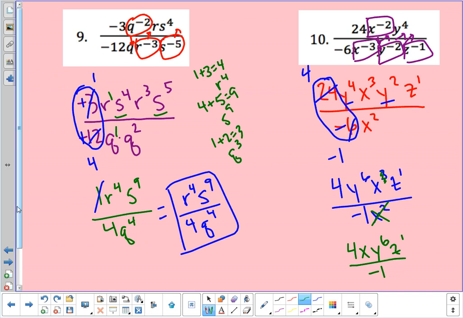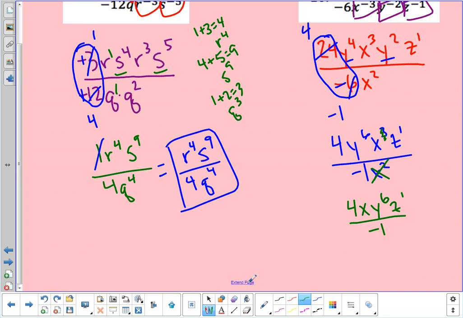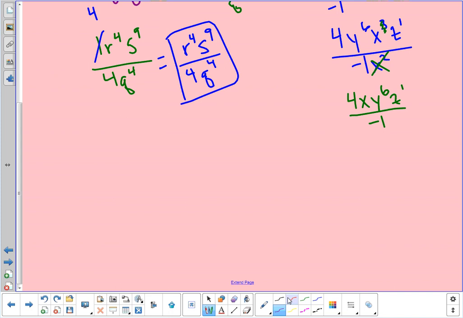Now, this is a perfectly fine answer, but if this were a multiple choice test, you wouldn't see it like that. You would see this negative up front outside of the 4 because dividing by 1 doesn't make a difference. So you would see negative 4x, y to the sixth, z to the first. All right, there it is.